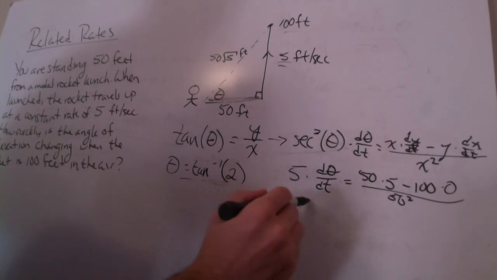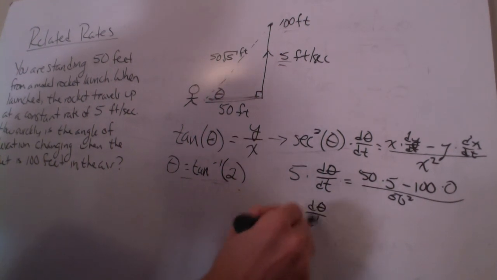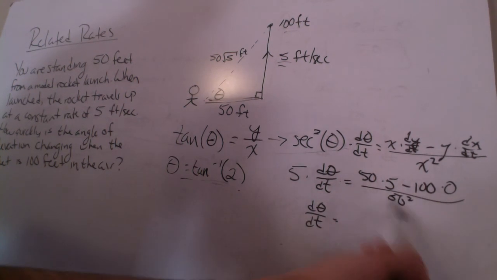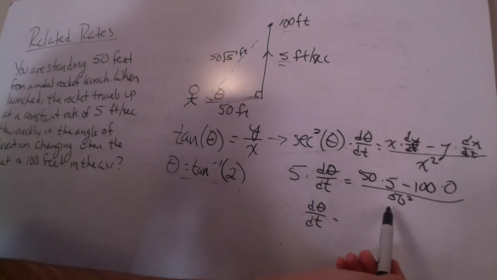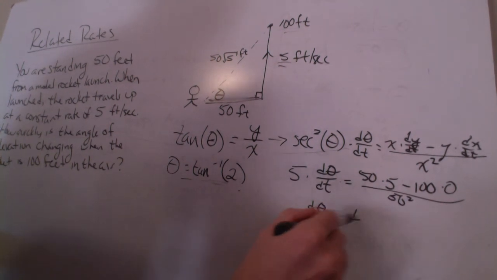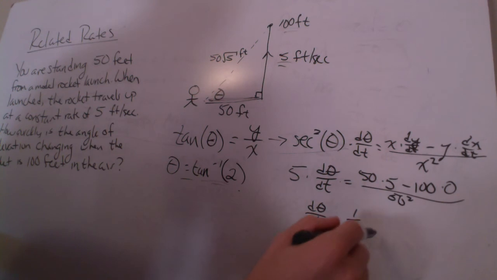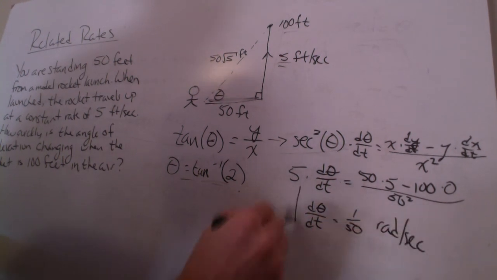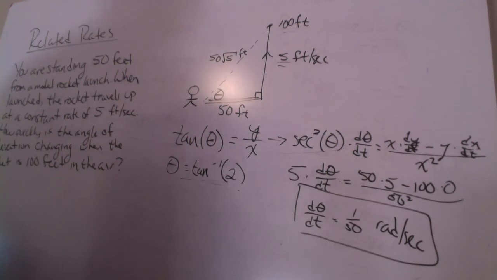So let's see here then, d theta dt. Well, this is just 0, 50 over 50, that'll cancel, leave me a 50 in the denominator. 5, divide that by 5 will just give me 1, so I'll get 1 over 50. And my units should be radians per second. So that's how quickly my angle is changing in this case.